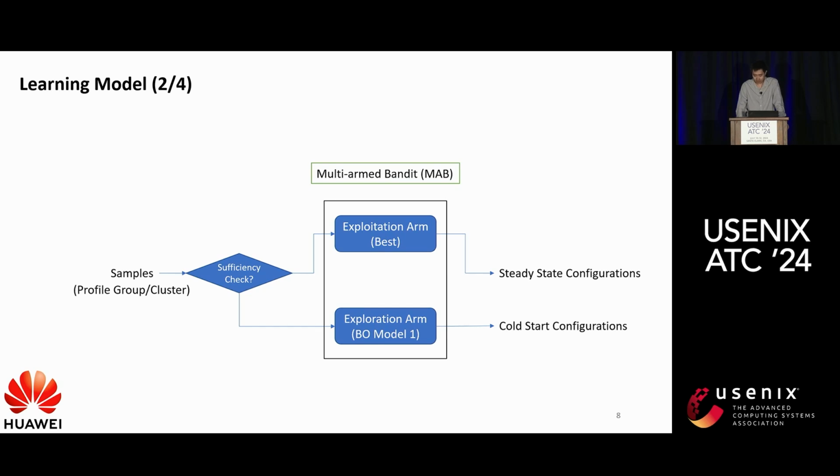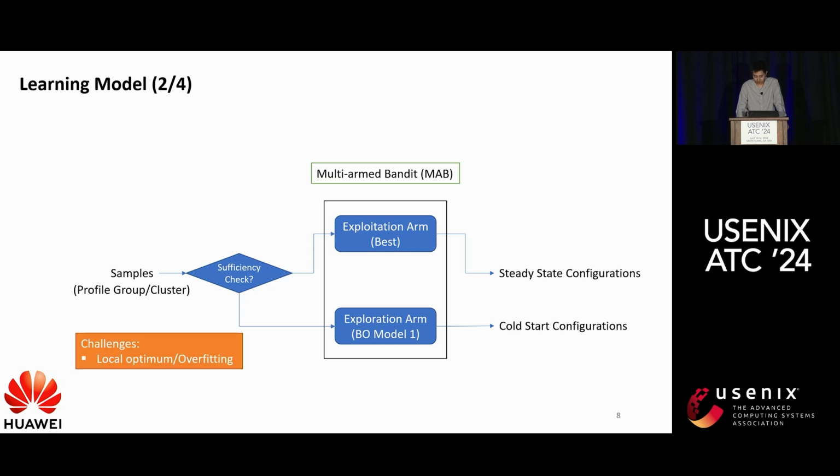Naturally, Config-Snob uses multi-armed bandit to handle the trade-off. One arm is used to perform exploration when the profile group does not have enough samples, especially at the cold start phase. And at the steady state, the best predicted configuration is used.